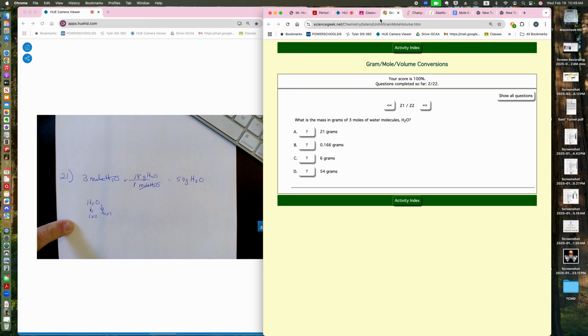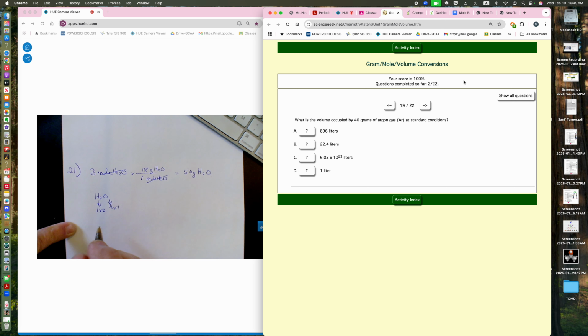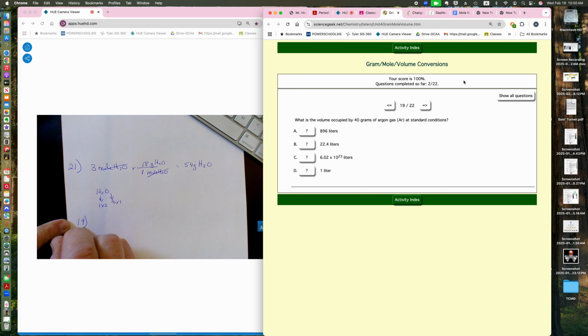All right, let's take a look at another question. This one is, we got 40 grams of argon. We're trying to find volume. And so we write down number 19. And again, you're going to put these on a piece of paper. Usually I have a template for these, but since we're not at school and not everybody has a printer, I didn't post the template. All right, so we have 40 grams of argon. You write down what you're given. 40 grams argon.